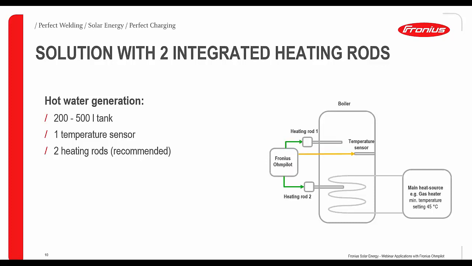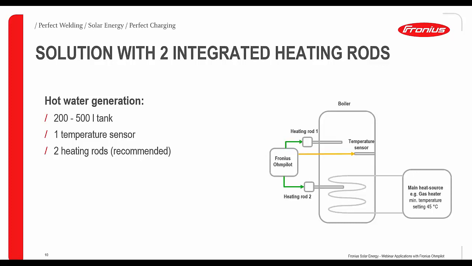Of course, the bigger the boiler is, the more volume it has, the more it makes sense to use two heating rods. In this case, we have the first heating rod on the top. This one will be powered first with the surplus energy. And after the temperature is reached, according to the temperature sensor, the inserted relay switch we talked about earlier will switch off the first heating rod and switch on the second.